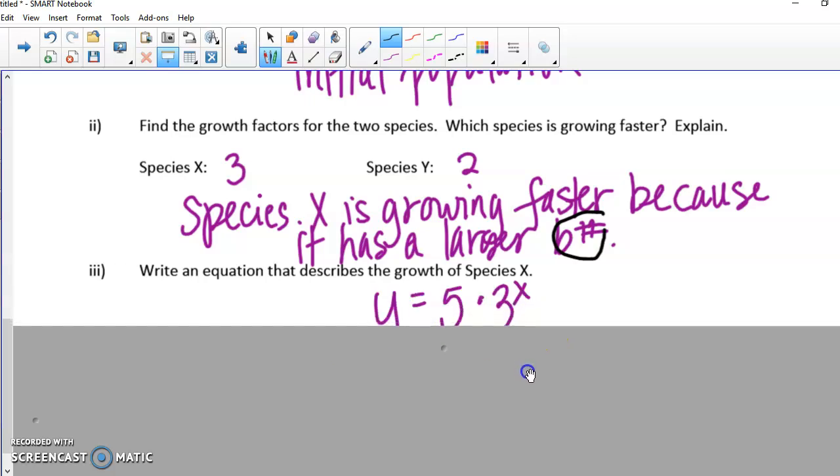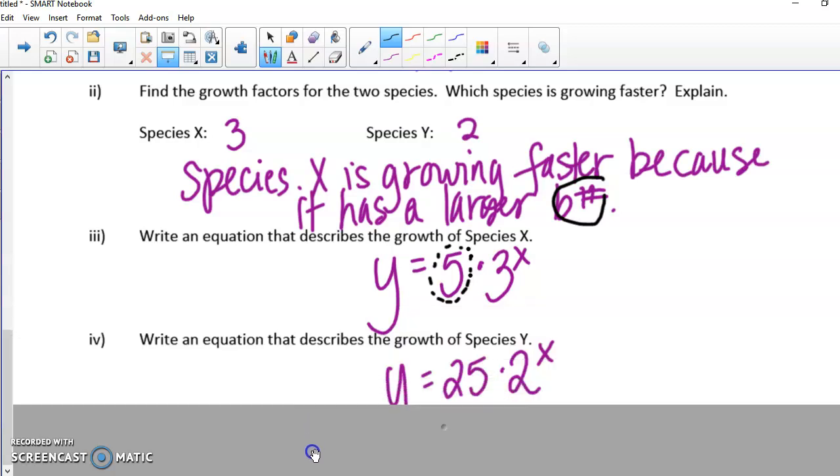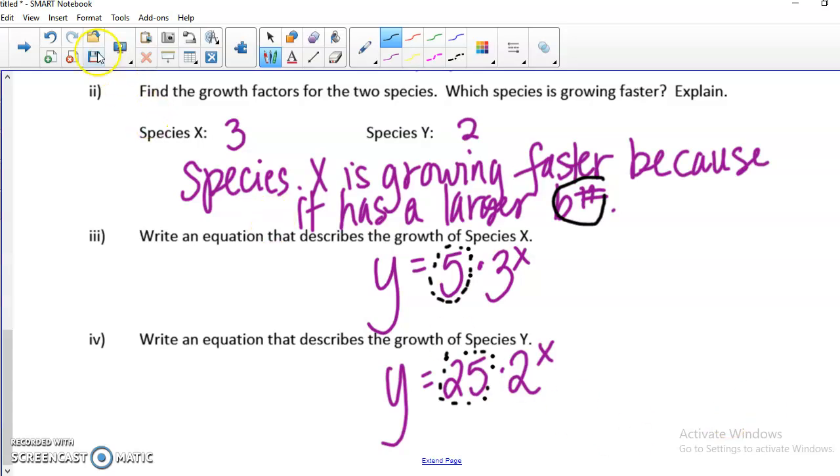So the equation for species X would just be 5. Remember, A is the initial or the y-intercept. B is how much it's growing by, and it's always to the x power. Whereas for species Y, our initial value, or A, which on the graph is represented by the y-intercept, is 25, and its growth factor, or B, is 2. It's getting 2 times bigger every year. So the equation for species Y graph would be 25 times 2 to the x power.